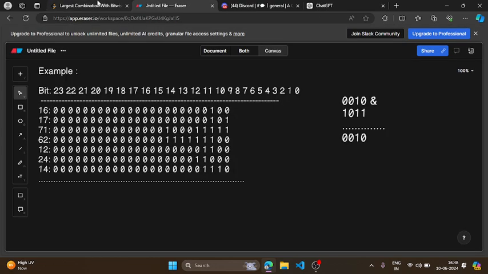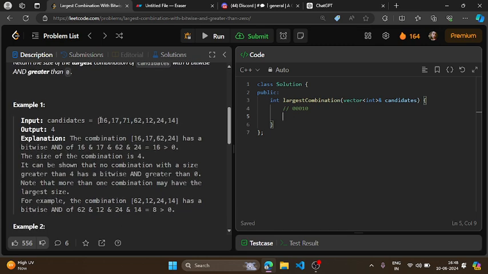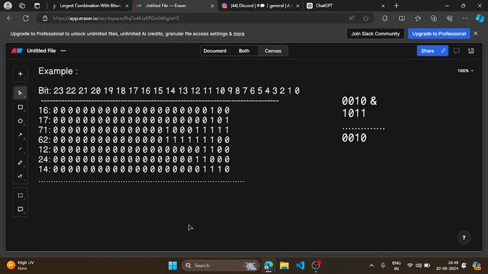So let's start with the example here. The example was 16, 17, 71, 62, 12, 24 and 14 in my candidate vector. Now I will find the subsequence which gives a non-zero value after taking the AND operation. So how am I going to find it? Basically, I will take the AND and check that even if just a single bit is non-zero, then I'm okay. Yeah, this is possible. So let's consider this example.